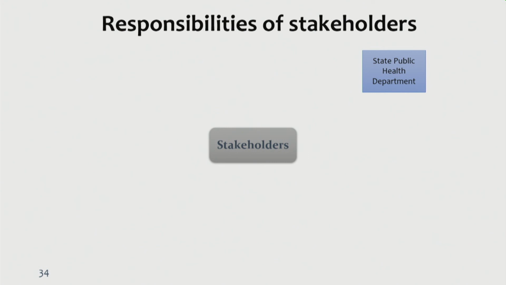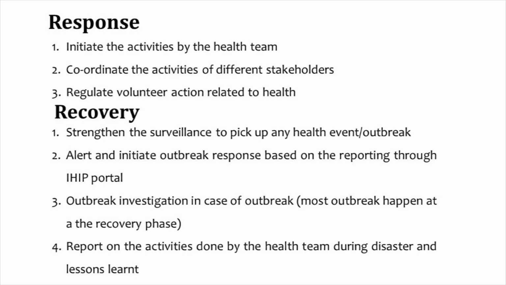The State Public Health Department has a main role in training the healthcare workers during the preparedness phase. Training of healthcare workers is important to manage cyclone related health problems. Once the disaster has occurred, the response should be initiated by the health team. Following this, the activities need to be coordinated between multiple stakeholders to regulate volunteer action related to health and health services. In the phase of recovery, we have to strengthen the surveillance so as to pick up any health event or outbreak happening in the community.